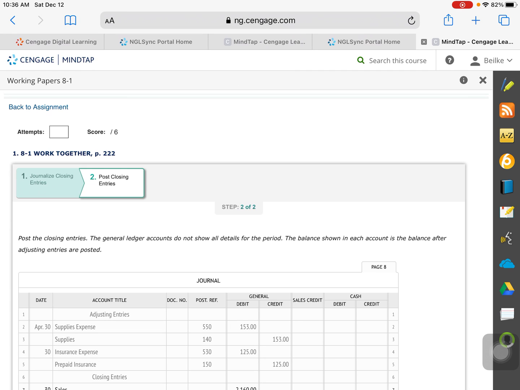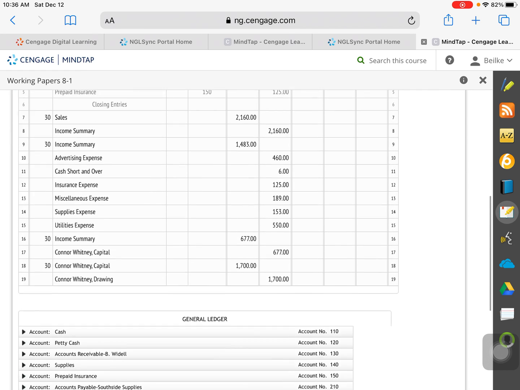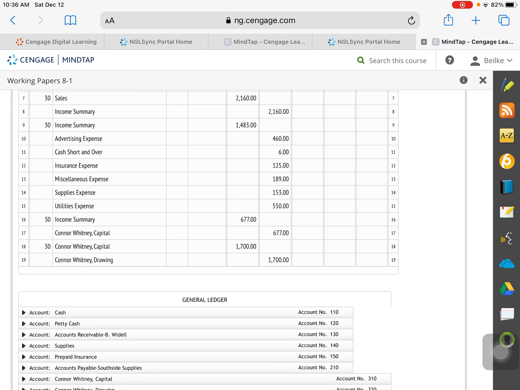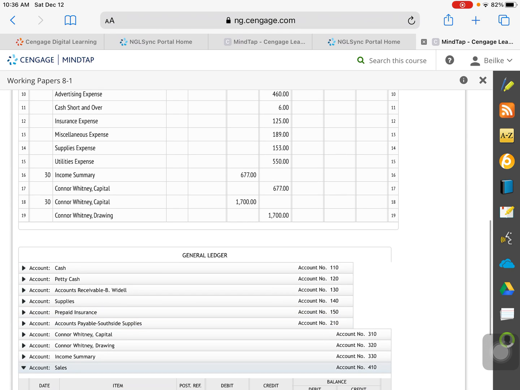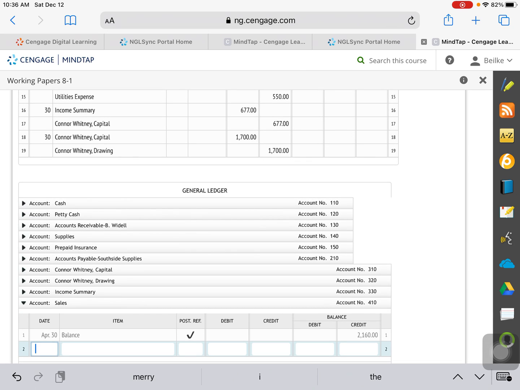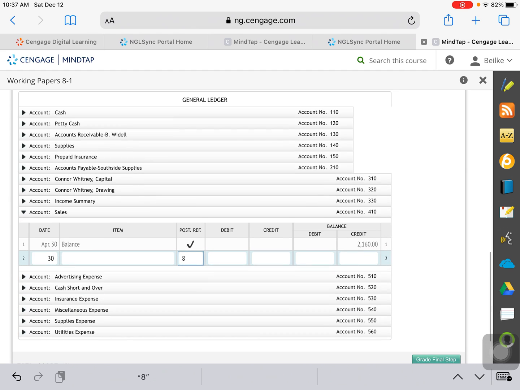It tells you to post the closing entries. The general ledger accounts do not show all the details for the period. The balance shown in each account is the balance after adjusting entries are posted. Okay, so again, just a quick reminder on posting. You'll open up your sales account. The first step is to put in the date, which is April 30th. Post reference, it is page 8 of your journal.